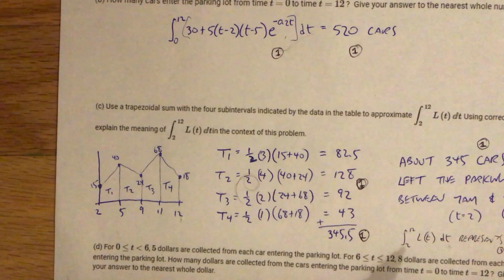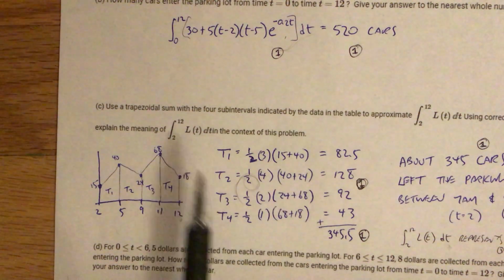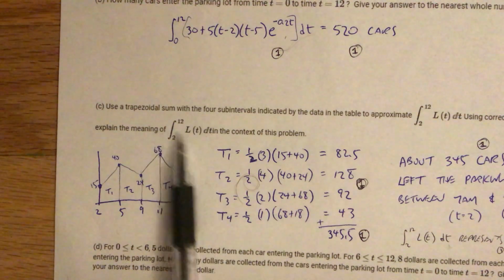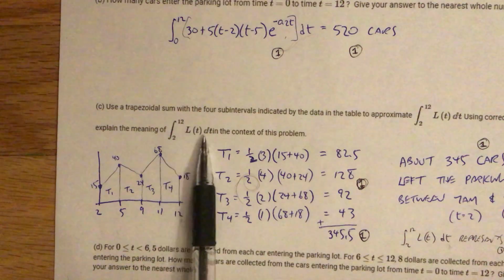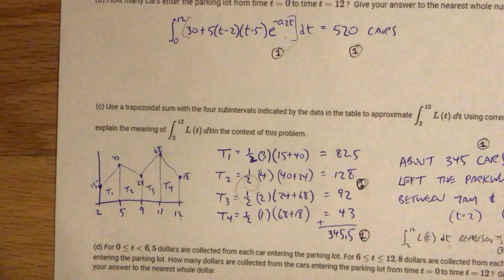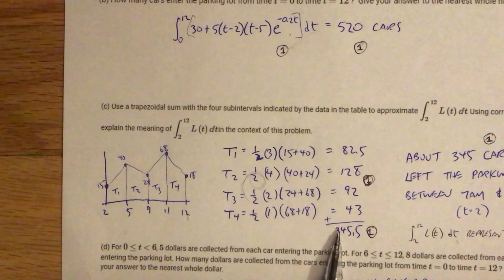Now that's what they ask us, not only to get the value of the integral, but what does it mean? What does the integral from 2 to 12 of L of t dt, the leaving function, mean? Well, the leaving function was a leaving rate. If you integrate the leaving rate, you just get the total cars that left. So this is basically telling us on the interval from 2 to 12 how many cars left.